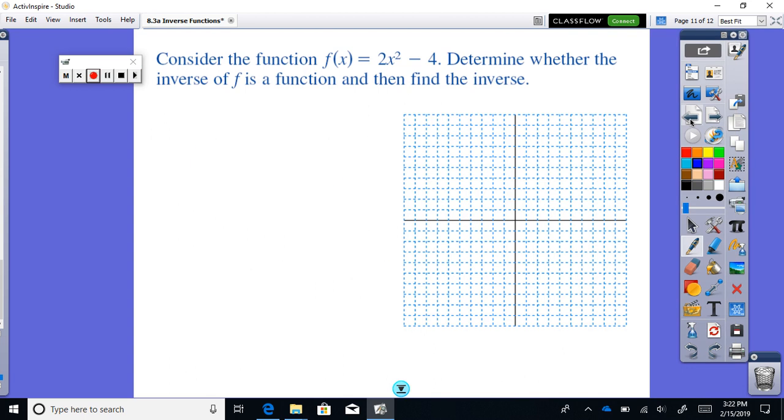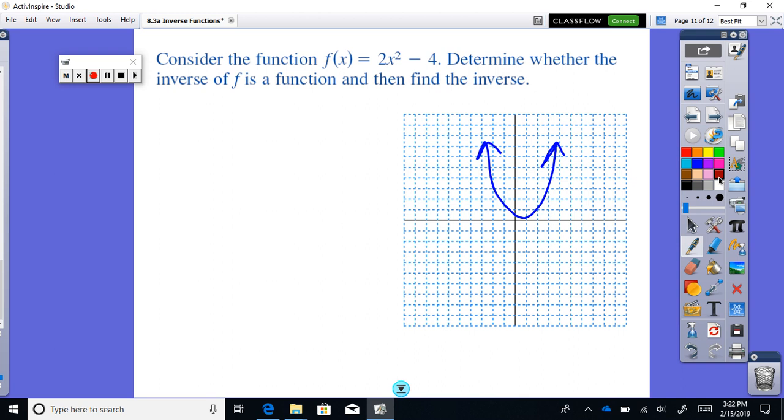Last one. Consider this function, determine whether the inverse of its function is a function, and then find its inverse. Okay, so consider this function. It's an even function with a positive a value. It's a quadratic, so it's going to look something like this.